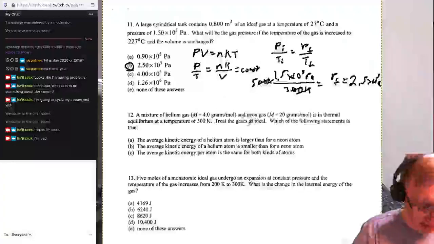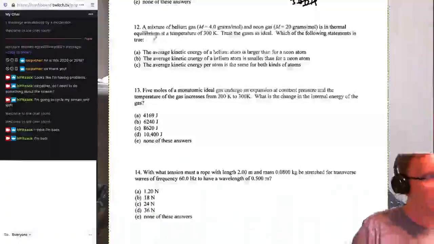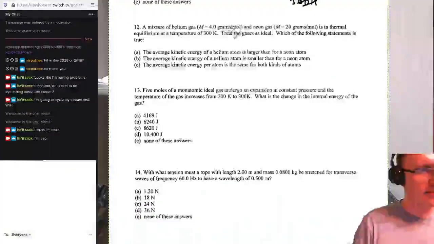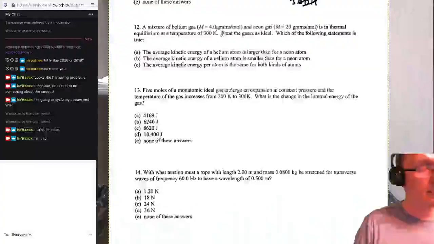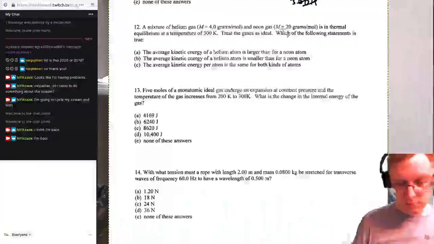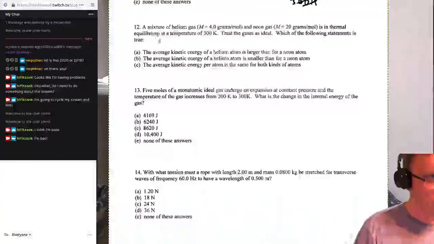Okay, this is probably another ideal gas problem. A mixture of helium gas, M equals 4 grams per mole, and neon gas, M equals 20 grams per mole, is in thermal equilibrium at a temperature of 300 Kelvin. Treat the gas as ideal. So these are monatomic gases because helium and neon do not bind to anything. Which of the following statements is true?